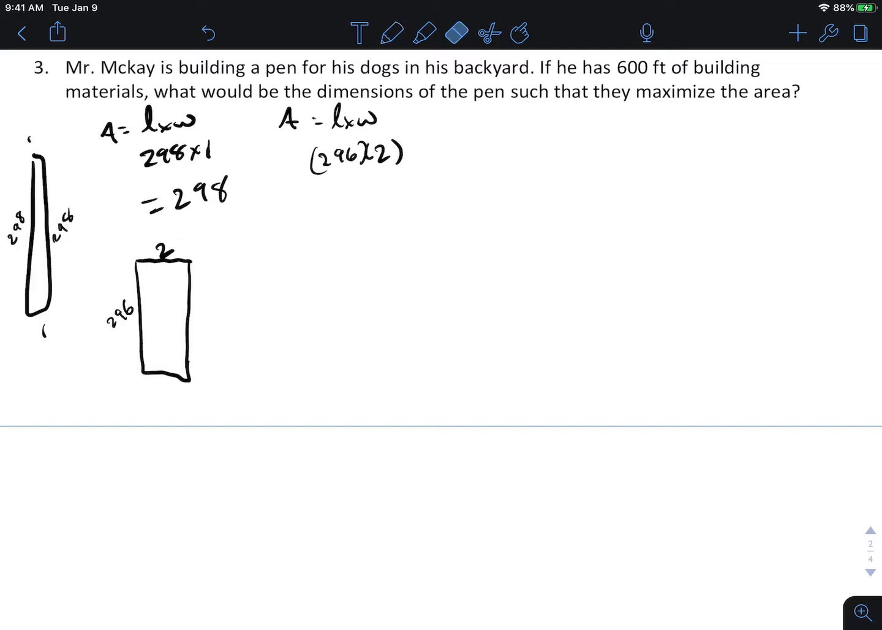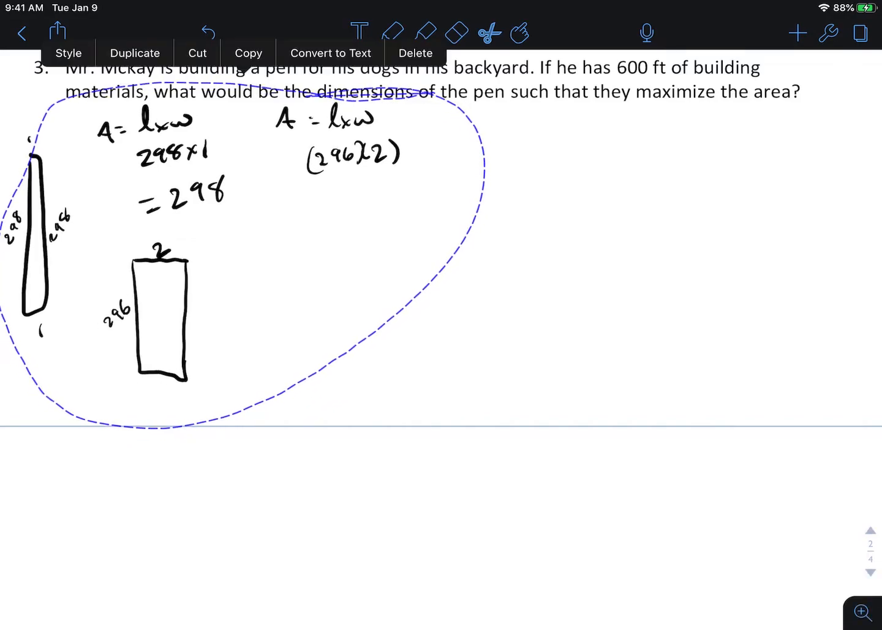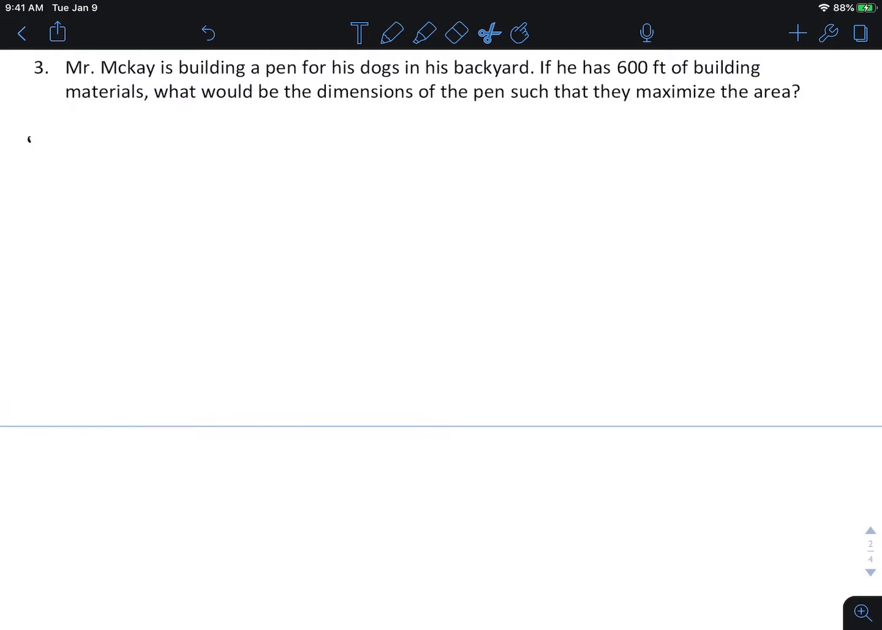So let's ignore the fact that I showed you this, because this is just me spelling out the question. What I want to know is, let's come up with an algebraic expression. Let's do this with algebra instead of just plugging in numbers until we get to an answer. So here's the pen, for my dogs to run around in, and it's no particular shape. I don't know what shape it's supposed to be yet.